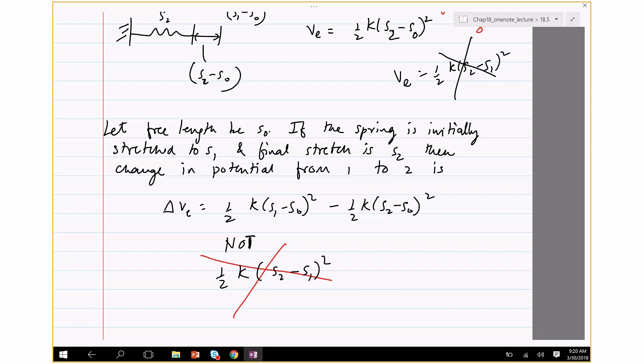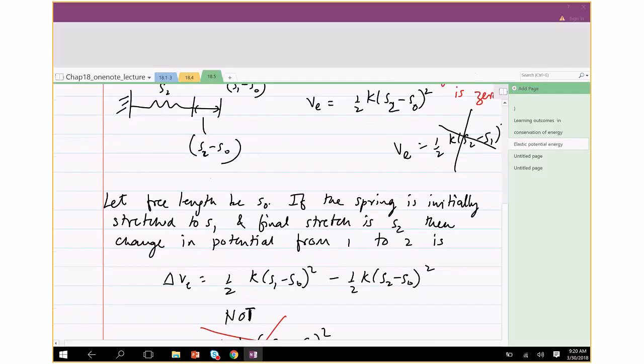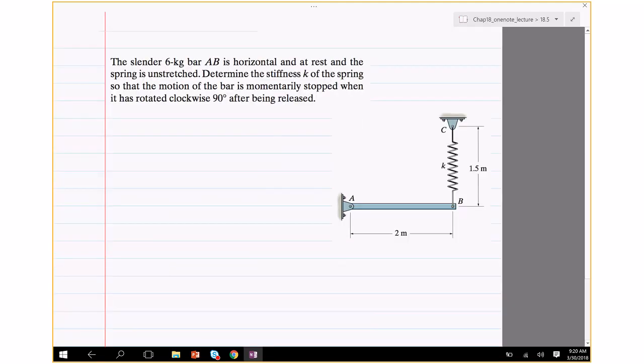Okay, so let's solve some. I just have two problems today. Let's solve the problems. The slender 6 kilogram bar AB is horizontal, as shown, and at rest, and the spring is unstretched. So that's the free length of the spring in the current configuration. Determine the stiffness K of the spring so that the motion of the bar is momentarily stopped when it has rotated clockwise 90 degrees after being released.